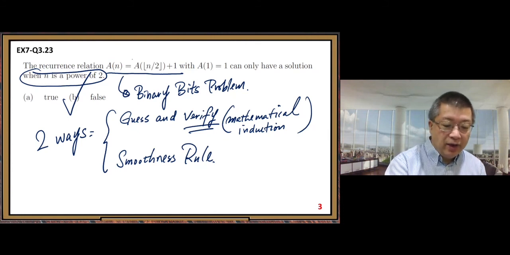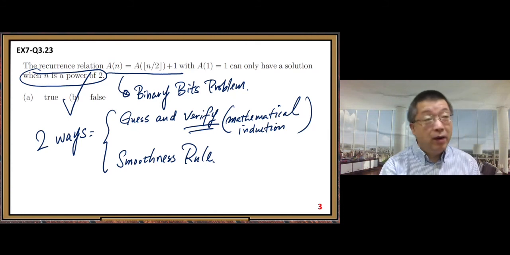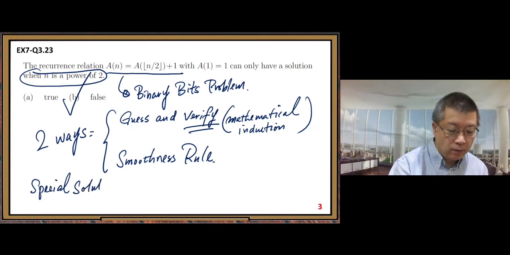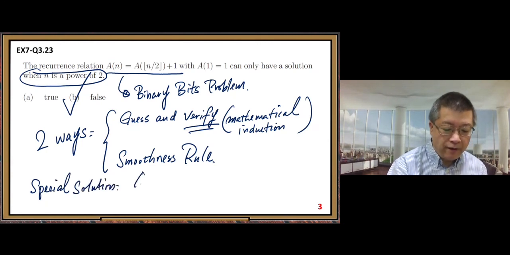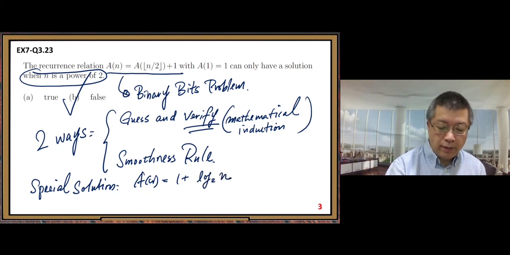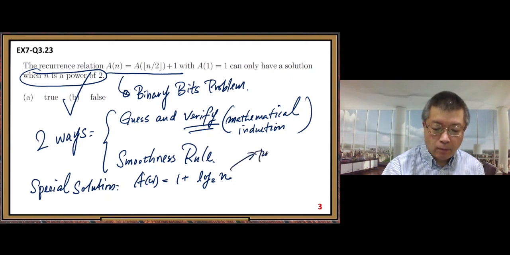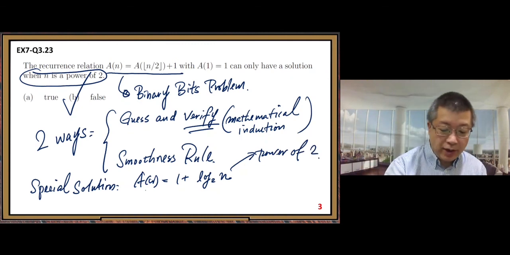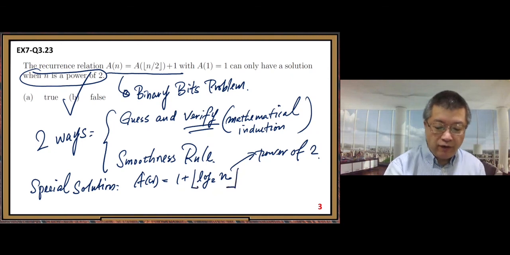Because for power of 2, you need to get power of 2 solution first. So here I just call special solution. Special solution, we have 1 plus n, right? So that's power of 2. All right. So then when we go to the general case, we know that should be an integer, so we put a floor function.